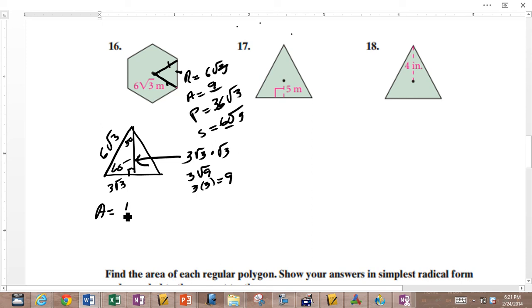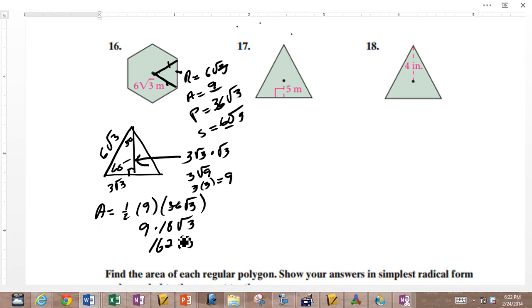Area is 1/2 the apothem, which we just found was 9, times the perimeter, which we said was 36 root 3. I'm going to take half of the 36, call it 18, so I have 9 times 18 root 3. And 9 times 18, well, 9 times 9 is 81, so that times 2 is 162 radical 3. And there you have it.